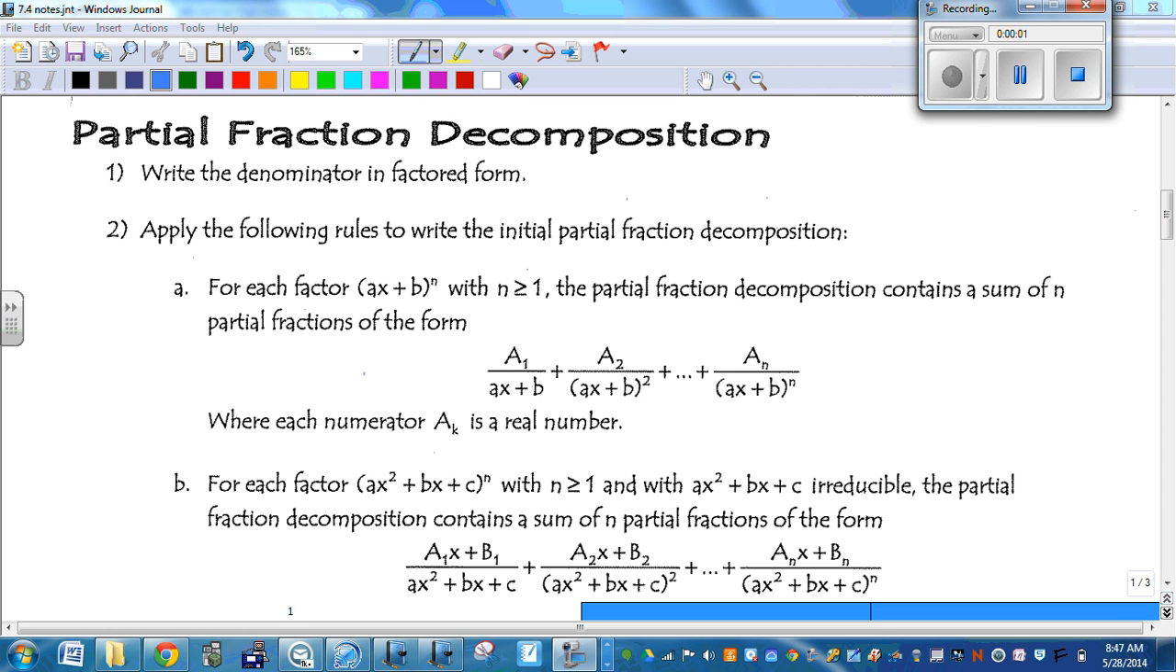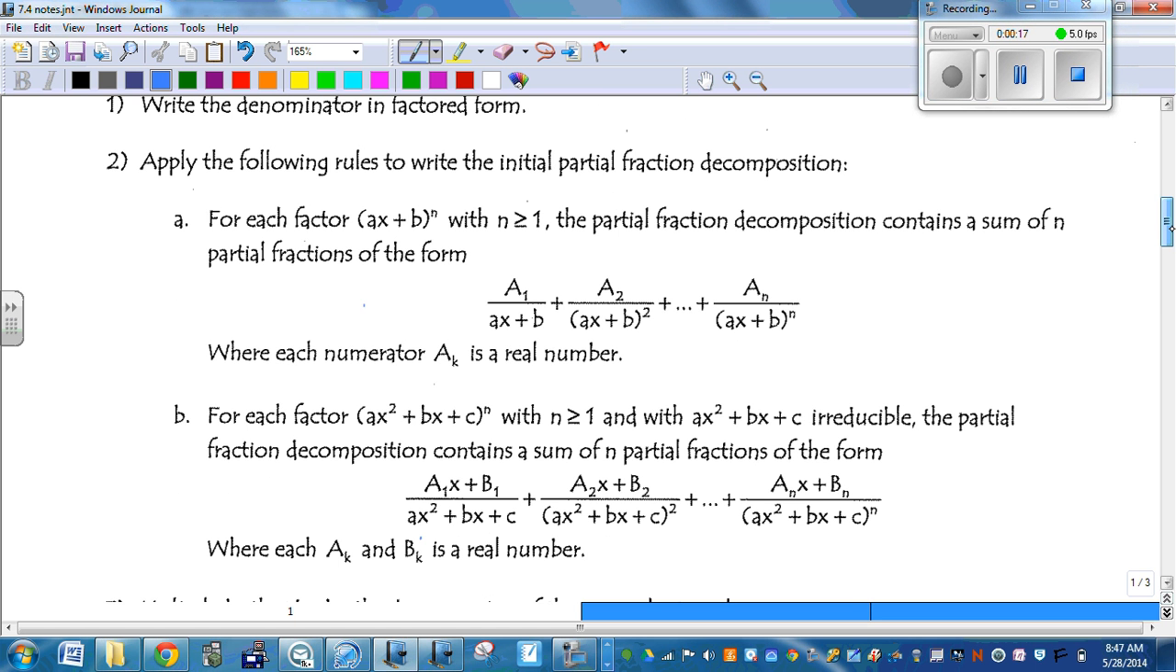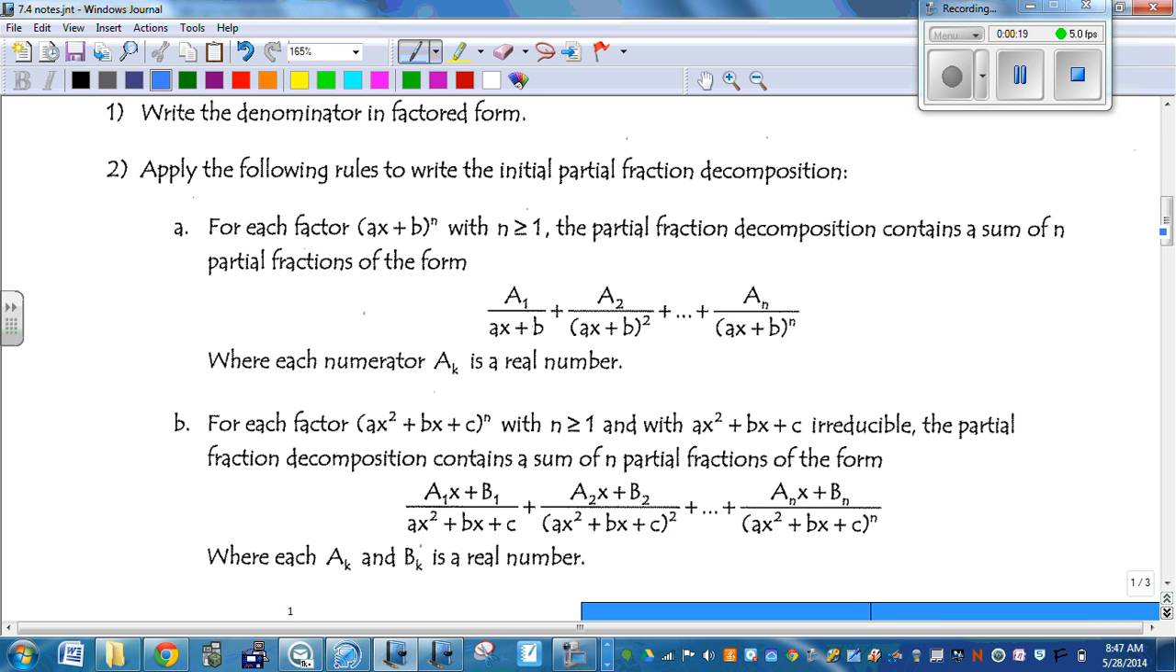So, for partial fraction decomposition, breaking that rational expression down into two smaller rational expressions, we're going to go ahead and follow these steps. First, write the denominator in factored form. So that's simple enough. Once we have it in factored form, we're going to use those factors to break things up. And this looks a lot more complicated than it actually is. So we are going to apply these following rules.